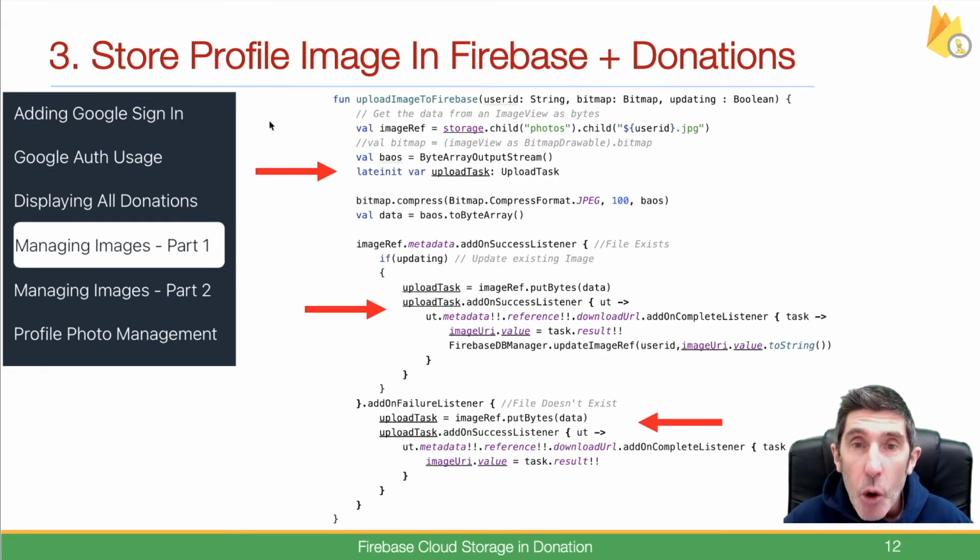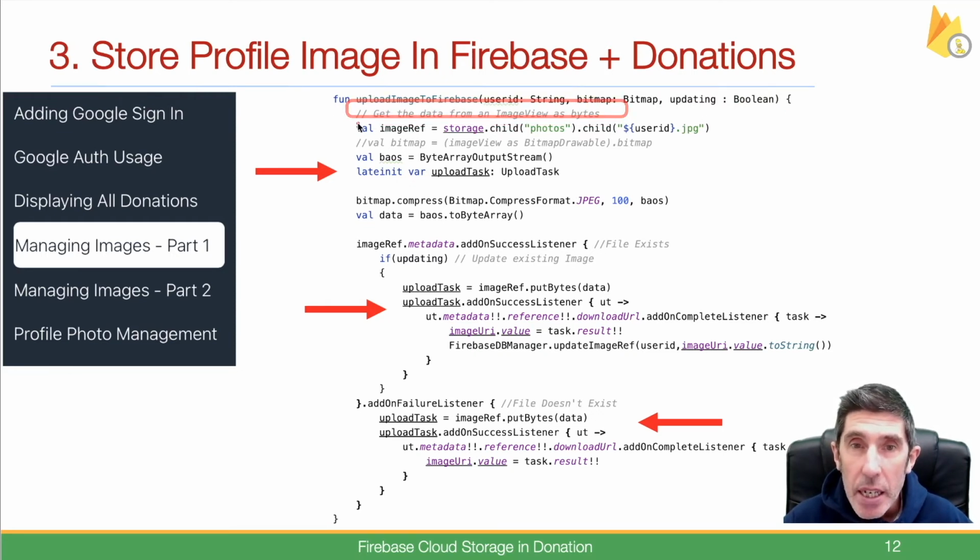Okay, the upload image to Firebase, again, quite a lot going on there. What we're passing in is the user ID, a reference to the actual bitmap that we want to upload, and then a boolean to say whether we are updating or adding, because they will be two separate things. And again, I've tried to comment it as best I can there.